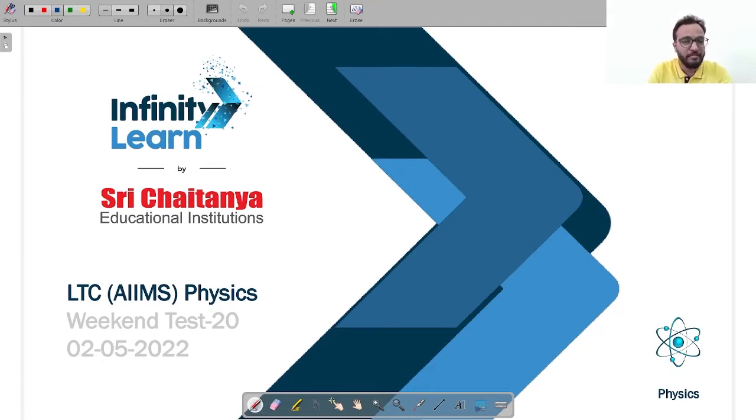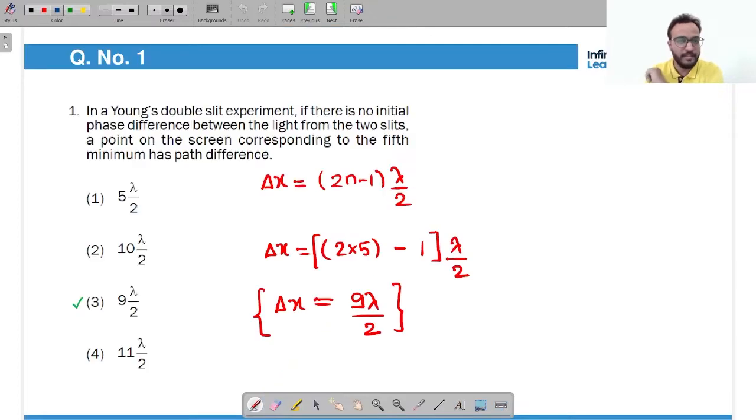Okay, let's begin with the first question. So here in the first question, as you can see, they have given a YDSE, Young's double slit experiment. If there is no initial phase difference between the light from the two slits, a point on the screen corresponding to the fifth minimum has path difference, right? So they want us to find out what will be the path difference between the rays coming from both the slits so that a fifth minimum is obtained there on the screen.